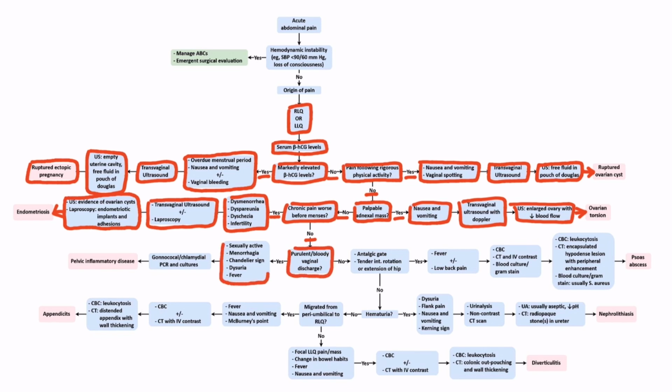If the patient is sexually active with signs of menorrhagia, chandelier sign, dysuria, and fever, then gonococcal and chlamydial PCR and cultures are taken. Positive results confirm a diagnosis of pelvic inflammatory disease.